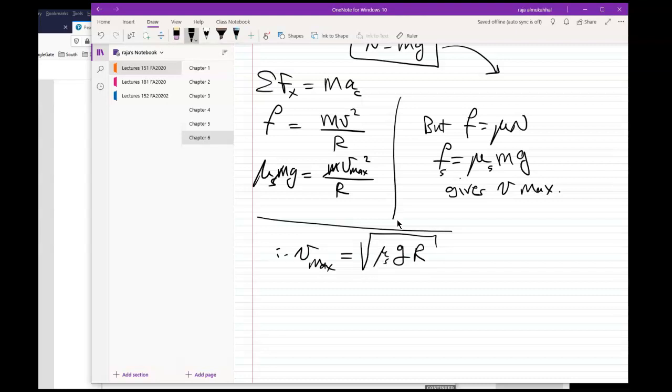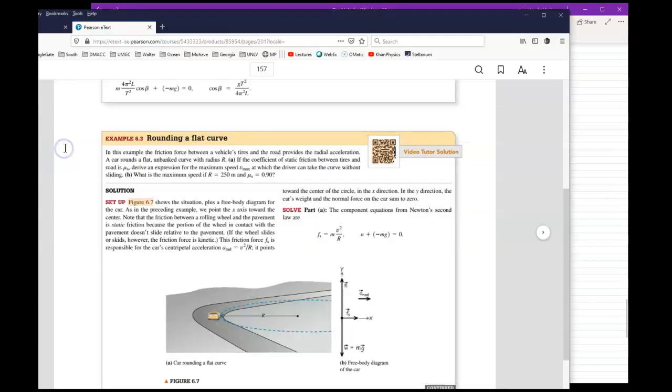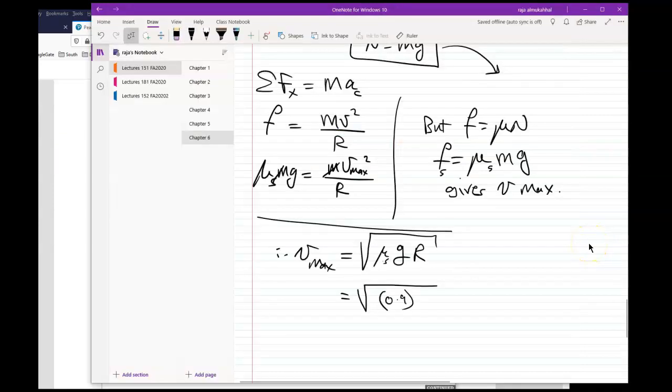And that's it. We just plug it in. We plug in the values he gives us. He said 0.9 for mu sub s. Let me go back to the problem. 0.9, the radius is 250 meters. 9.8 times 250 meters. And then you just calculate that. That will give you the maximum.